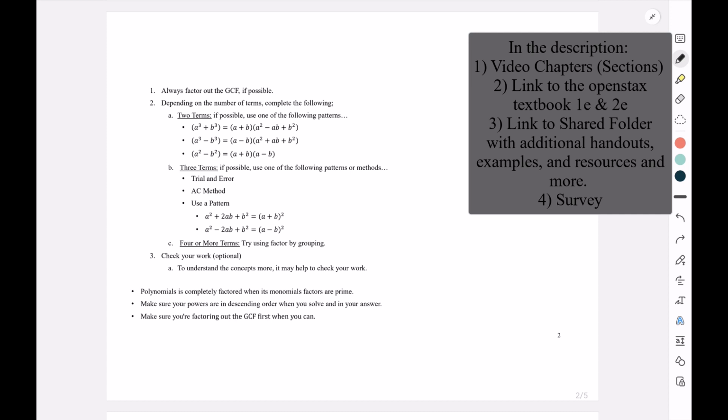And then we can always check our work by, once we get the binomials, trying to FOIL so we can get back to our original expression. We want to make sure that our polynomials are in descending order. We want to make sure that we're always going to factor out the greatest common factor if we can. It'll make it easier to do the different methods.